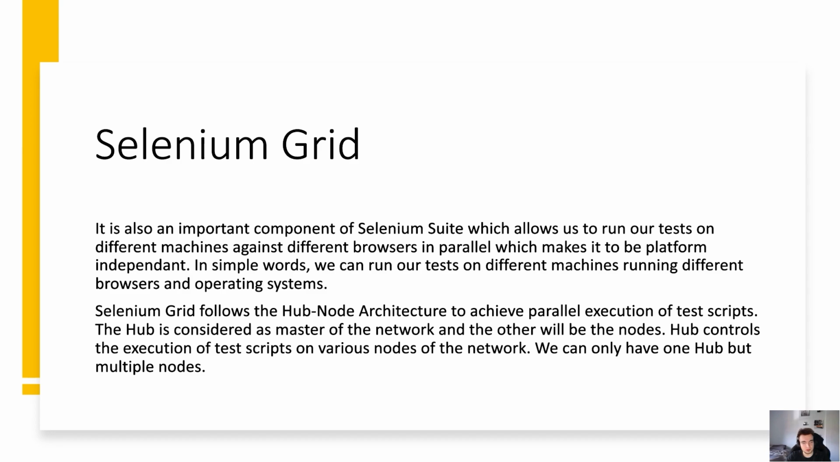Selenium Grid also follows the hub-node architecture to achieve parallel execution of test scripts. The hub is considered the master of the network, and the others are the nodes. The hub controls the execution of test scripts on various nodes of the network. Here I also added a little note at the end that we can only have one hub, but multiple nodes.